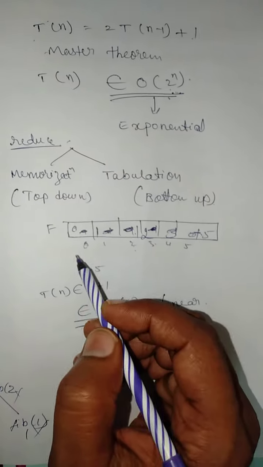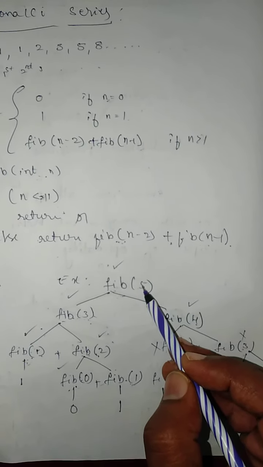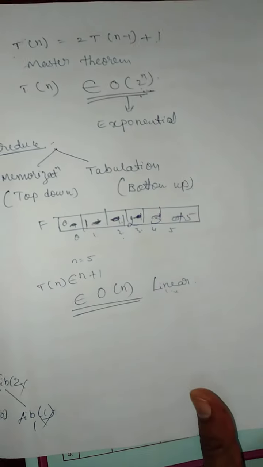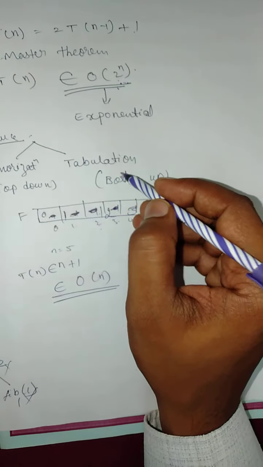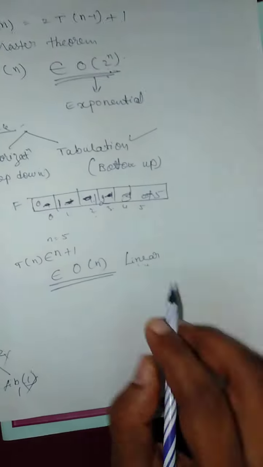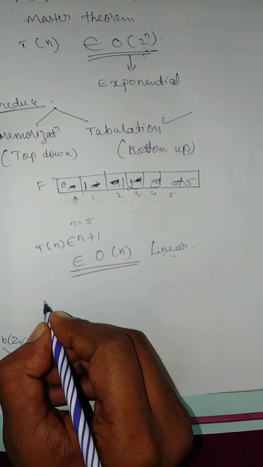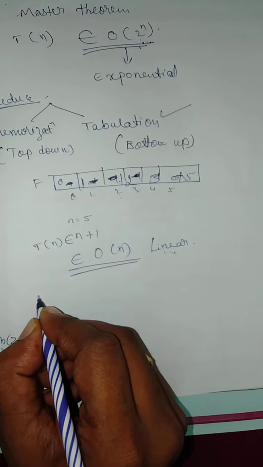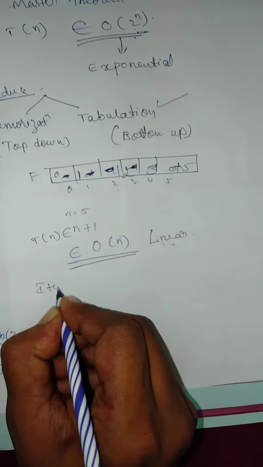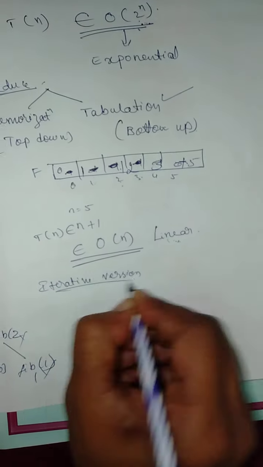So this is the top-down approach because we start from the higher value, that is 5, and we go down, and we go on memorizing the values. Okay. However, in most cases dynamic programming goes for the tabulation method. In the tabulation method, which is again very easy, we shall look at the iterative version, the iterative version of the Fibonacci.